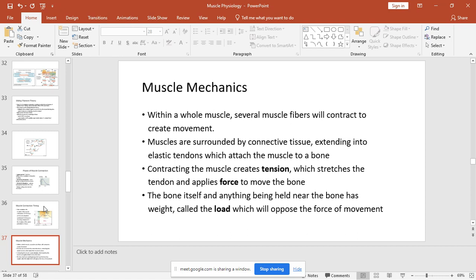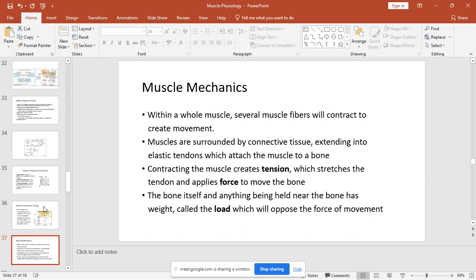Okay, so a little bit on muscle mechanics. So we did say that in a particular muscle, there are going to be several muscle fibers, which when they contract, they're going to create movement. We did already talk about that these muscles are going to be surrounded by connective tissue. It is this connective tissue which will extend at the terminal ends of these muscle fibers to form tendons. And it is these tendons then that are going to be attached either to other muscles or soft tissue or bone.